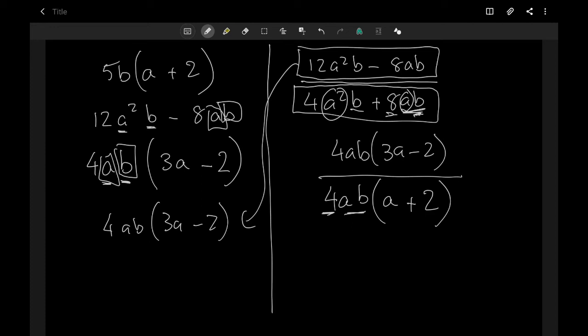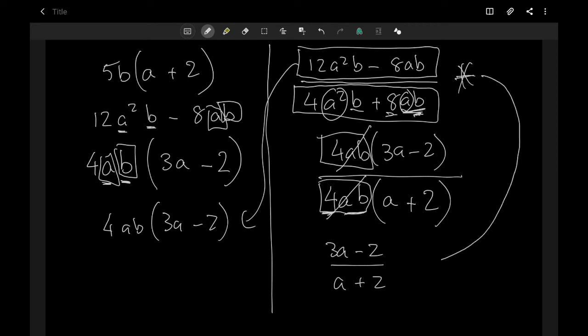So now we have something really interesting. Part of the numerator has 4ab and part of the denominator has 4ab. So what this means is that this part can cancel out the bottom part. So what we have left over is 3a minus 2 over a plus 2. So what started as a jumbled mess has been simplified to look like something more manageable.